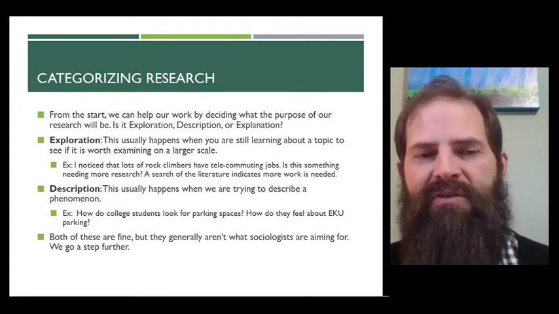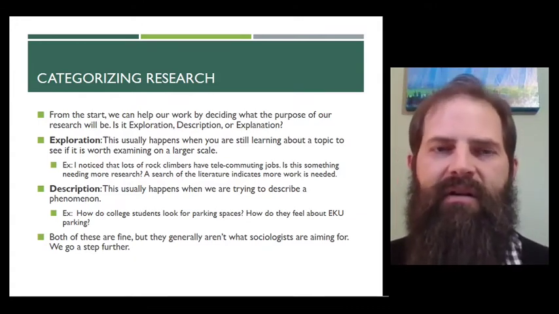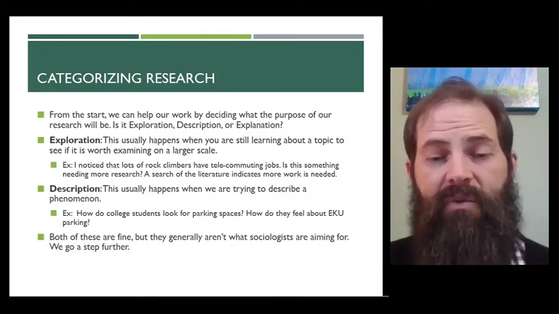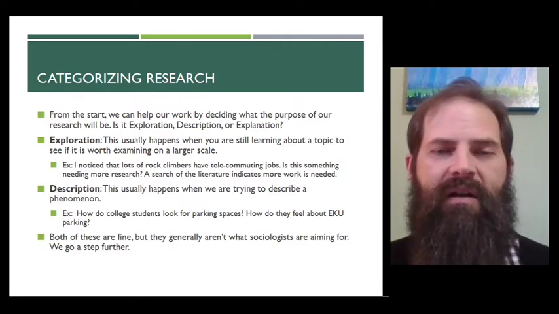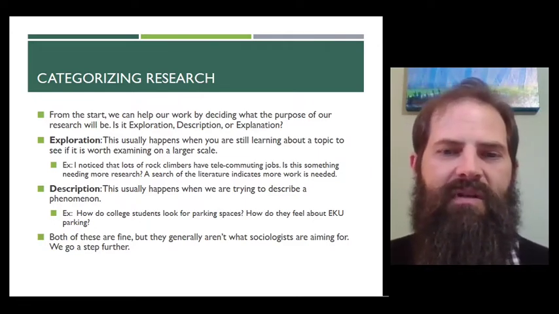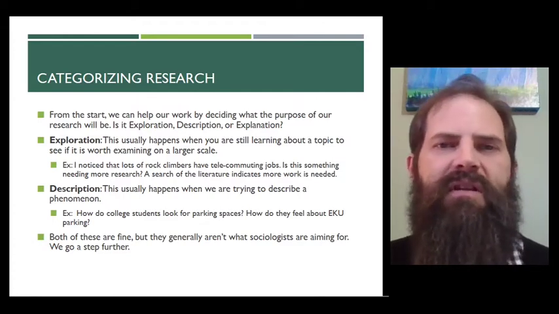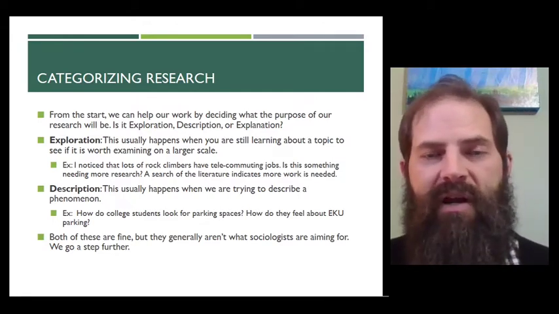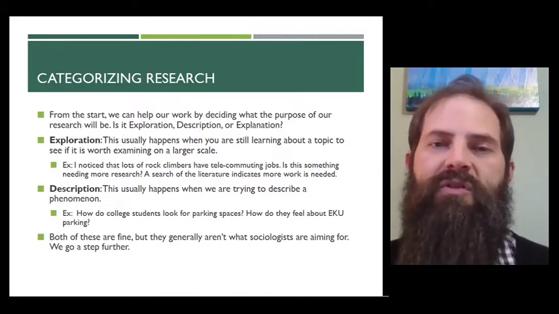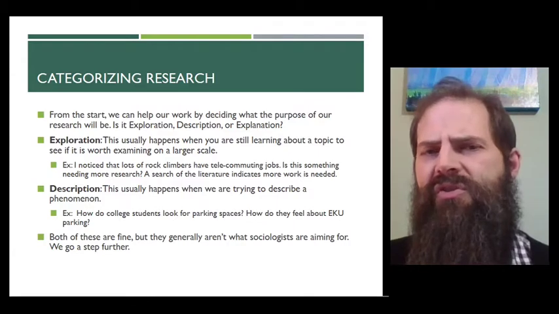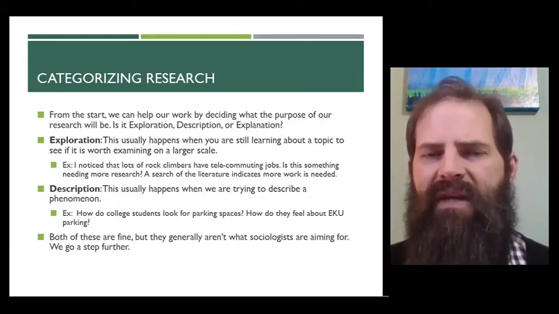That's exploration. A good example of that is actually kind of where I am on maybe writing a book on telecommuting and teleworking amongst outdoor recreation users. I kind of started noticing that a lot of rock climbers seem to be doing telecommuting jobs, and I was just like, I wonder if that's something that needs more research. And I looked at the literature out there, and there really wasn't anything, and so I was like, well, maybe this is something we should explore a little bit. But I'm still so new in it, I'm really not creating new knowledge. I'm trying to understand the basics of it.